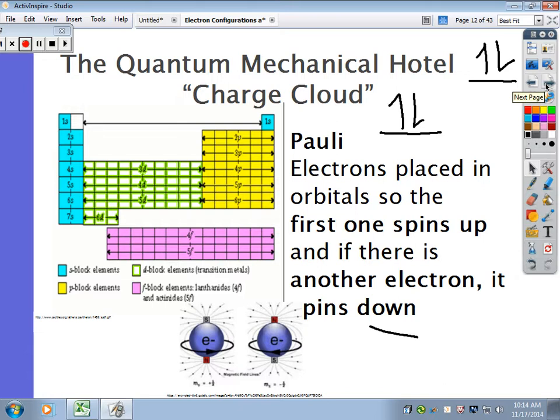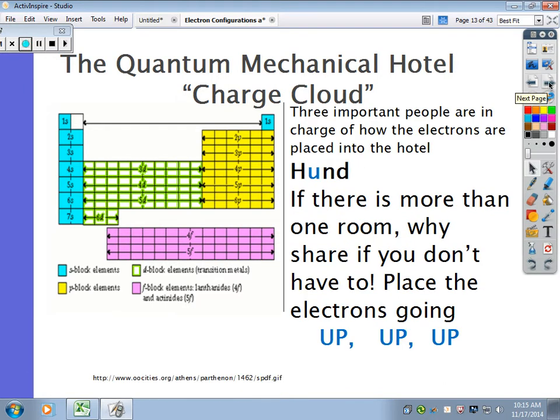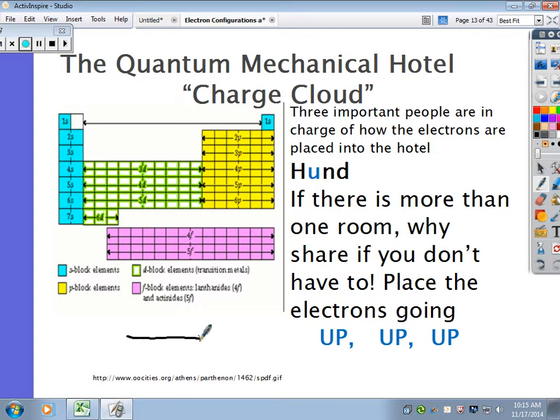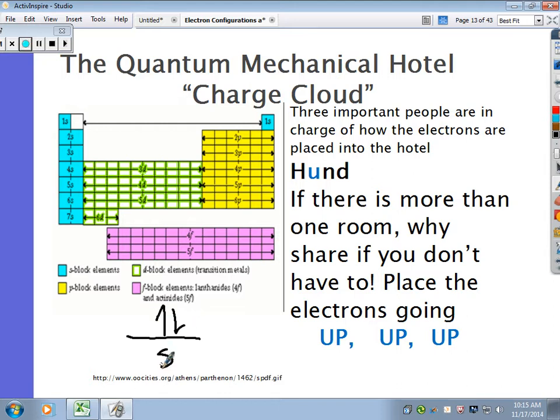So, who are our people? We've got Aufbau, Pauli, and now there's Hund. And Hund says if there's more than one room, why share if you don't have to? Put the electrons in going up, up, up. So if I have an S room, I have to put electrons in order. If I have P rooms, I have 3 different rooms in the P block, right? And now I have a choice. Why share if you don't have to? I put my first electron here. I don't have to share because I have 3 separate rooms in my P's. So I can put another electron here, and I want to put my third electron here. And if I have more electrons, then I go back. But we're going to practice that in a second.